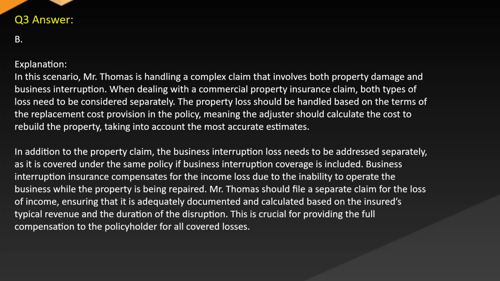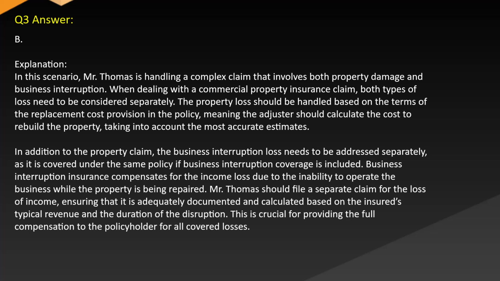Answer. B. Explanation. In this scenario, Mr. Thomas is handling a complex claim that involves both property damage and business interruption. When dealing with a commercial property insurance claim, both types of loss need to be considered separately. The property loss should be handled based on the terms of the replacement cost provision in the policy, meaning the adjuster should calculate the cost to rebuild the property, taking into account the most accurate estimates.